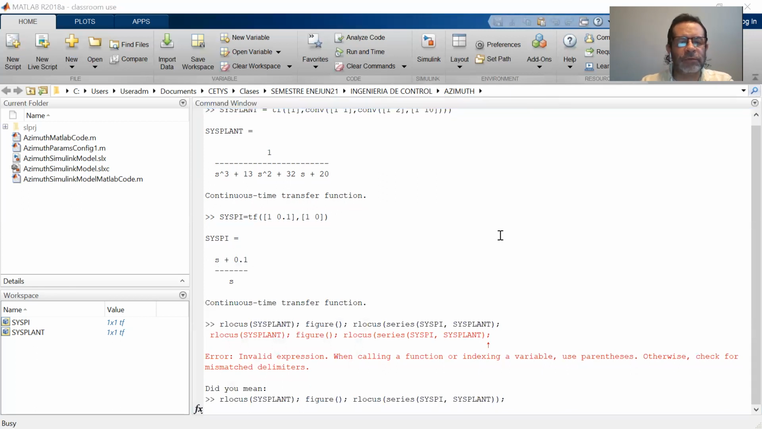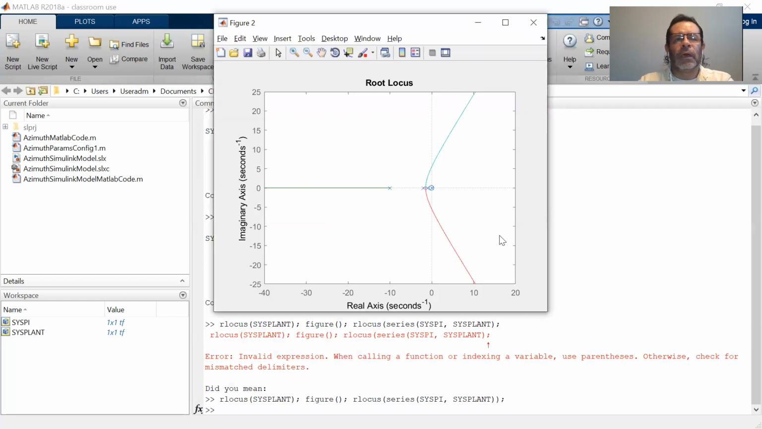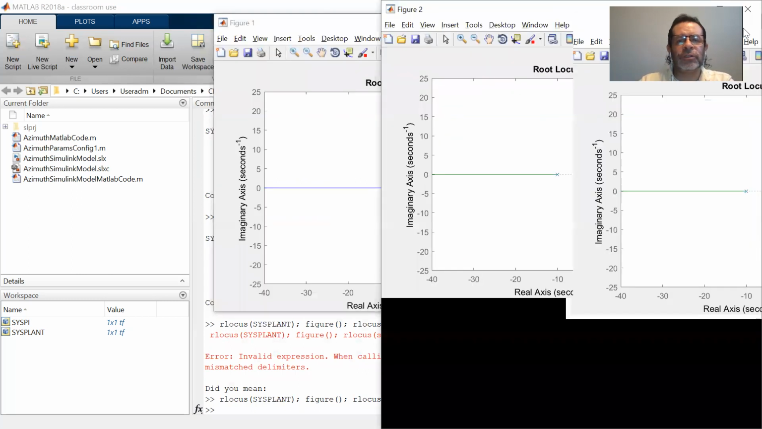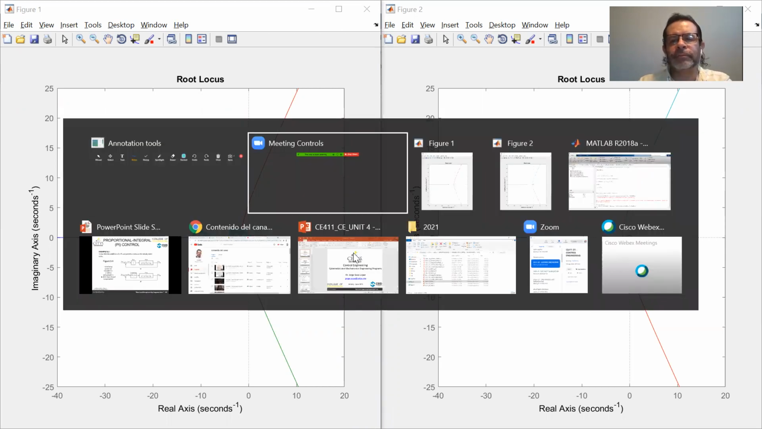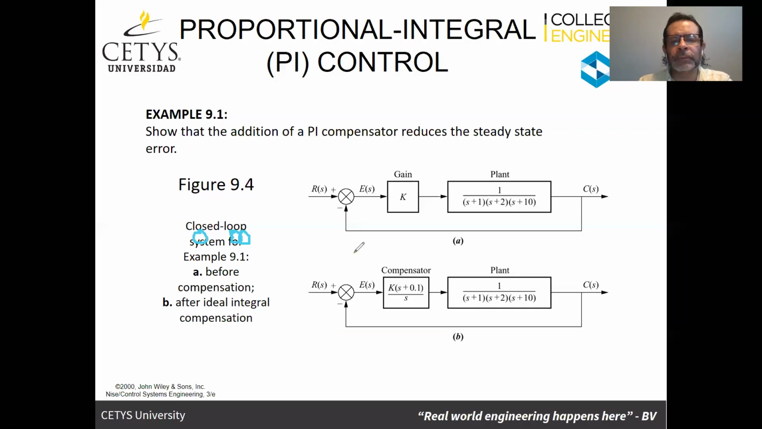And we should get the two graphs in a moment. So this is figure 2 and this is figure 1. These are the two root locuses. Notice that in the root locus on the left, we only have three poles, which are the original 3 poles that we had for the system.